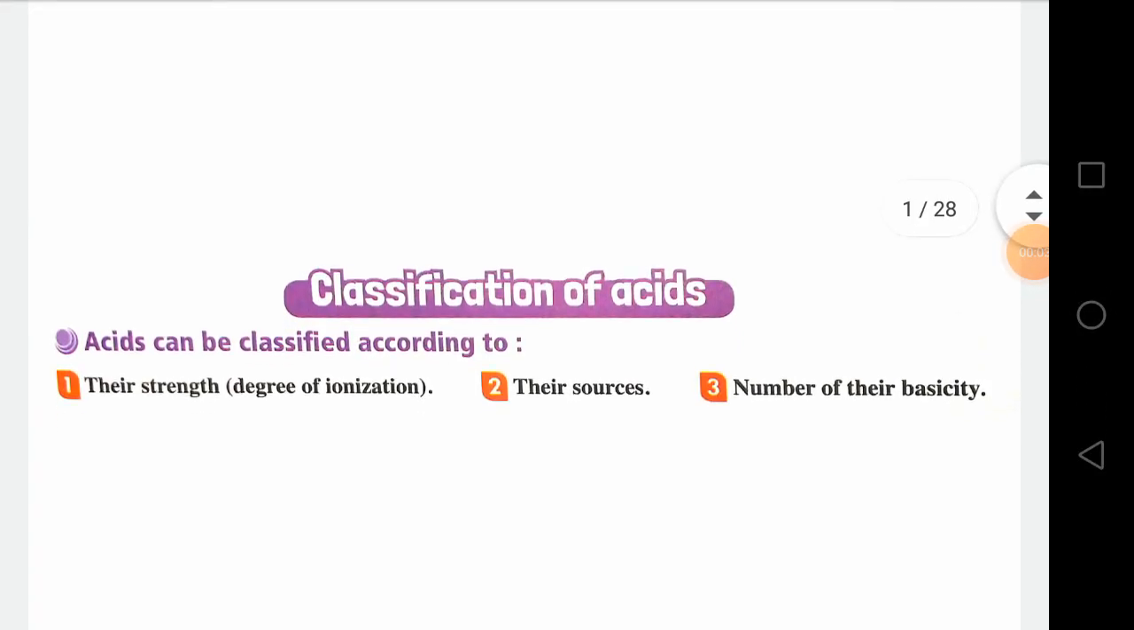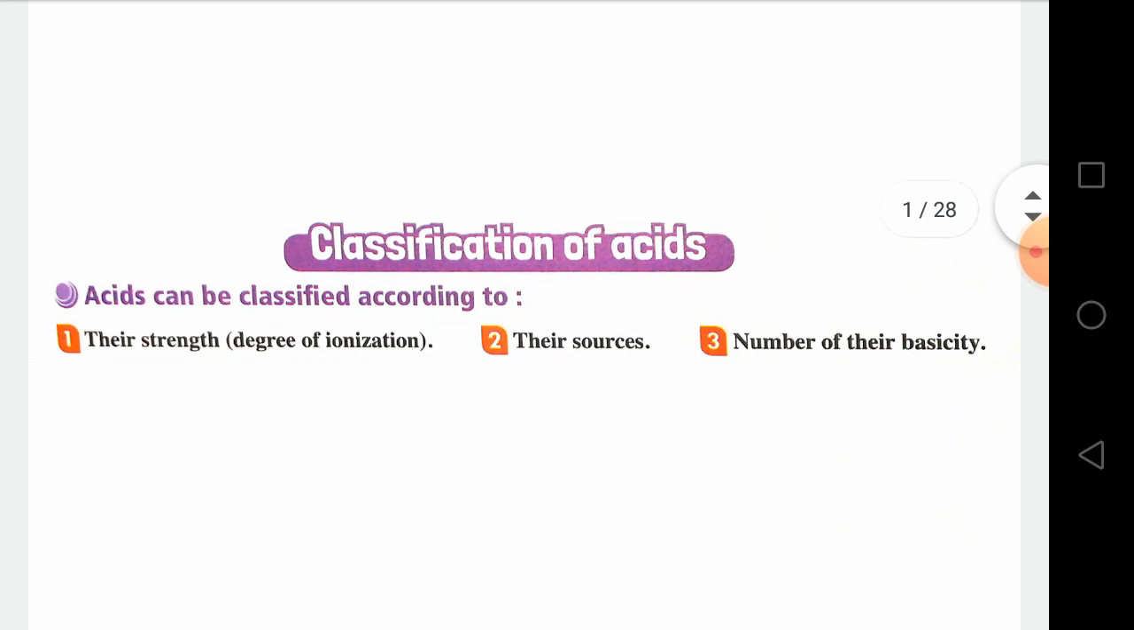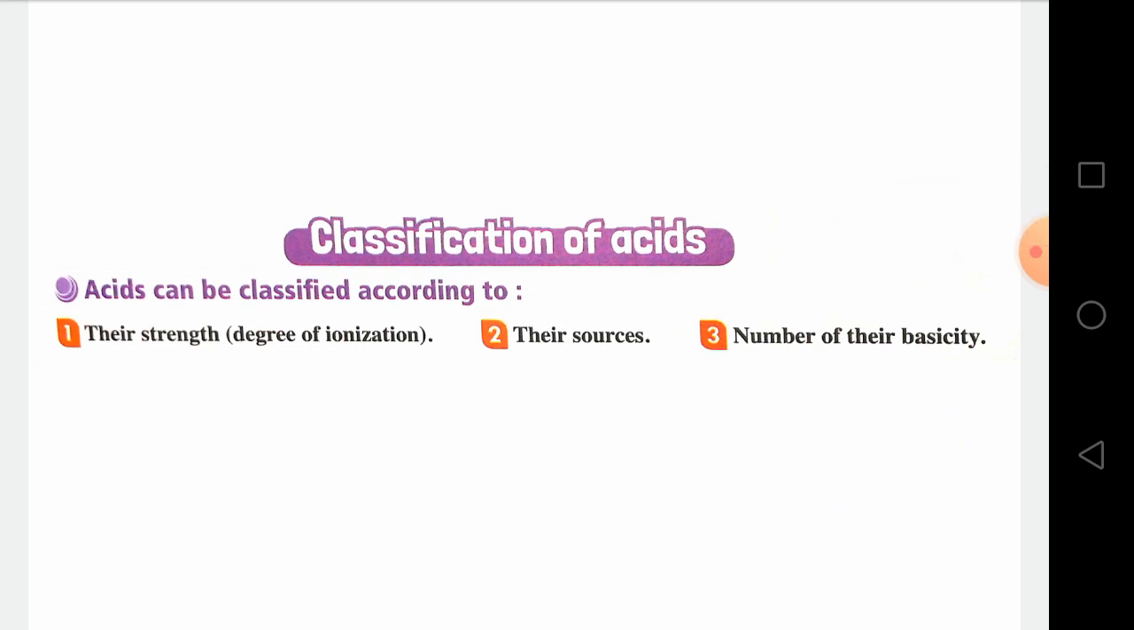Today we will take a new lesson in Unit 3 for Secondary 1 First Term. This lesson talks about the classification of acids, the classification of bases, and some new properties of them. Firstly, we will start with acids.